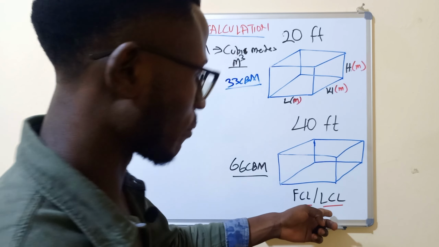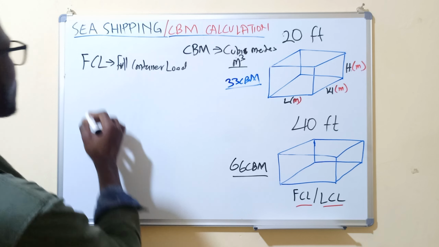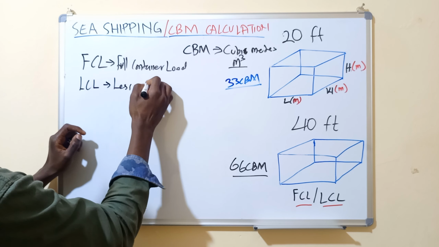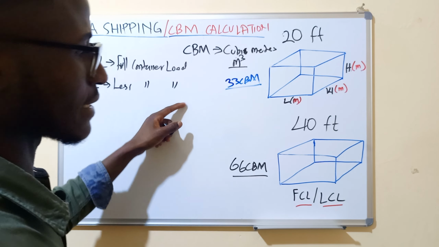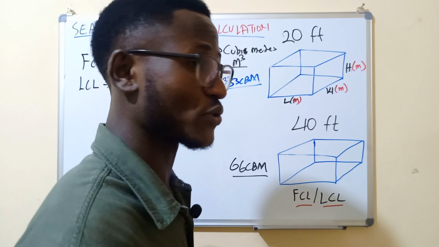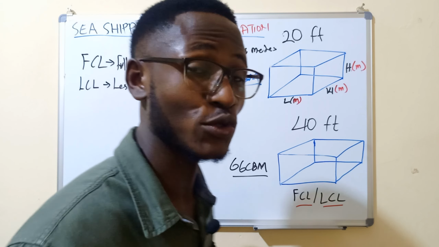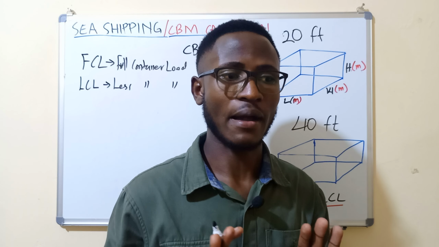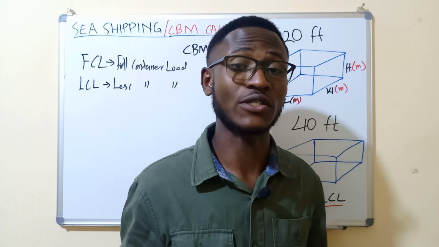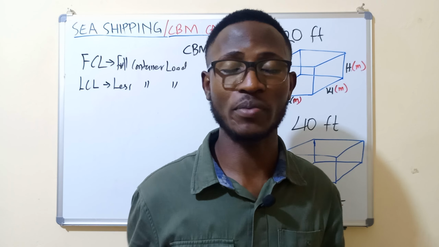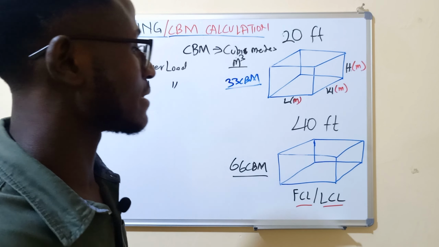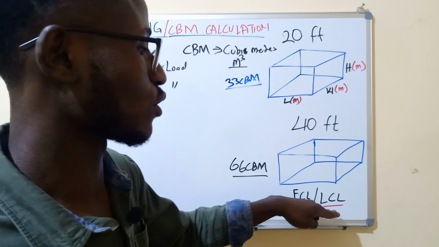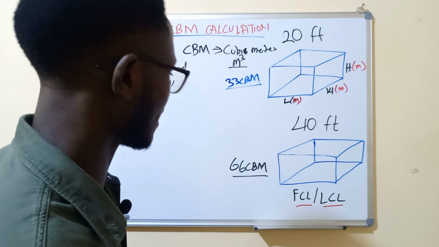But there's the opposite, LCL. LCL stands for less container load. This is the opposite of FCL, because here it's not one man owning the full container. There are actually a bunch of people buying space within that container. So there's what we call groupage shipping. This is the most common, and if you are just beginning out, you're going to opt for this because it's very hard for you to fill a container.